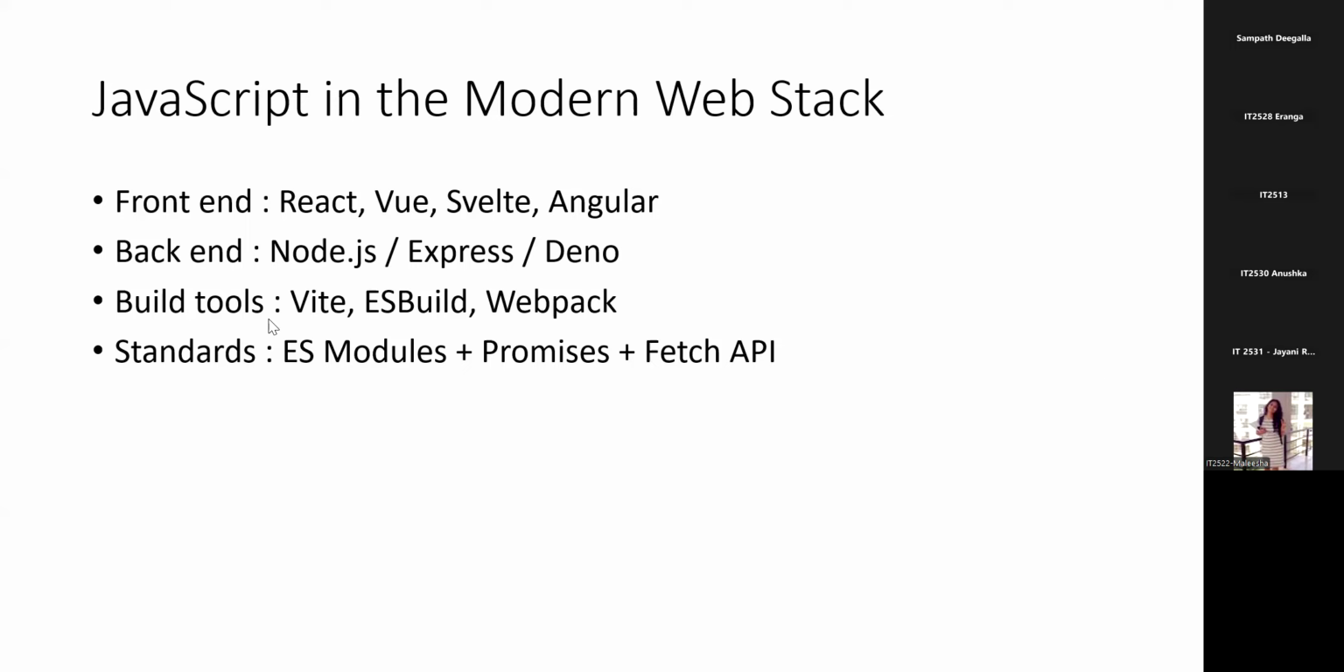Then the next point is the build tools. Right now, I told you that JavaScript can be used to develop full applications. Then we need to bundle everything together as one single application. We call them bundlers. So we can put everything together. We call these build tools.